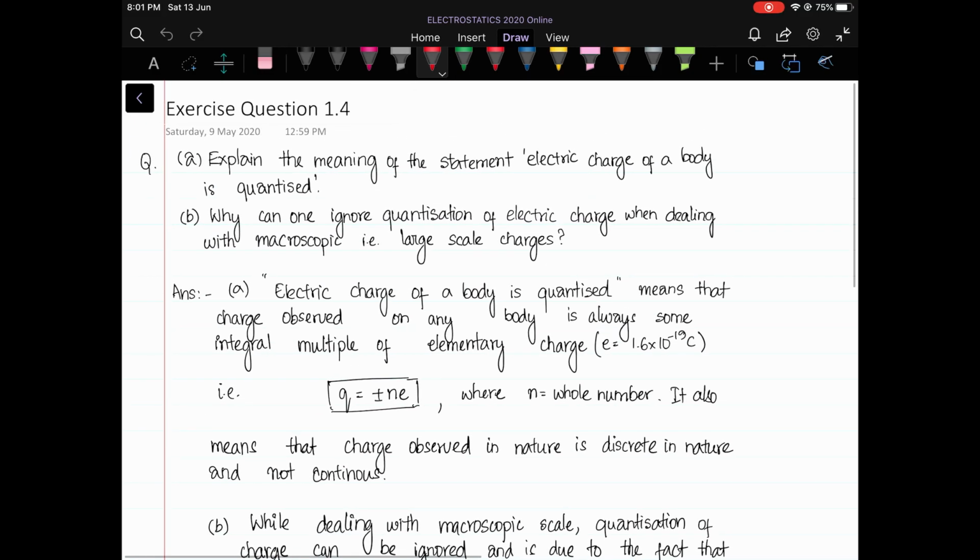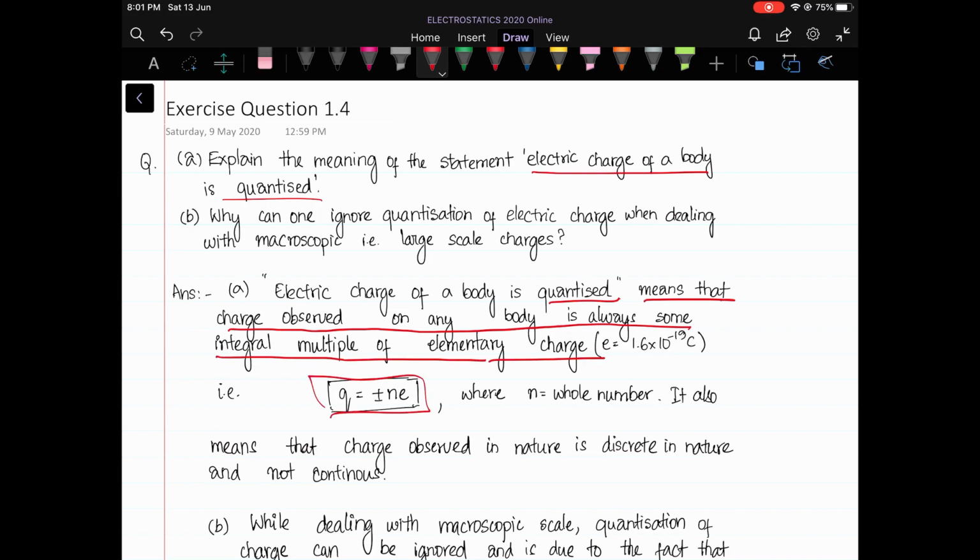This question is from NCERT again, exercise 1.4. Explain the meaning of the statement: electric charge of a body is quantized. You have already seen this in your previous video. Quantization means that the charge observed on any body is always going to be some integral multiple of your elementary charge. So we have simply written that, where n is your whole number.